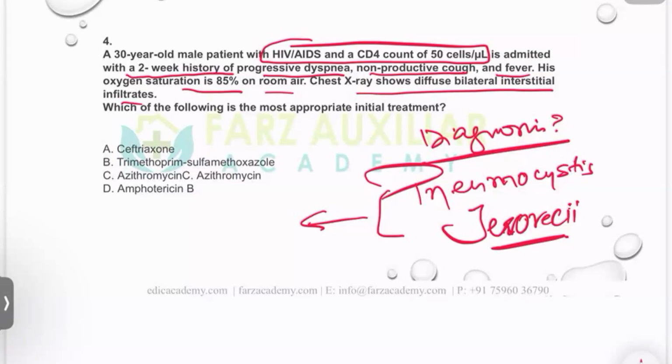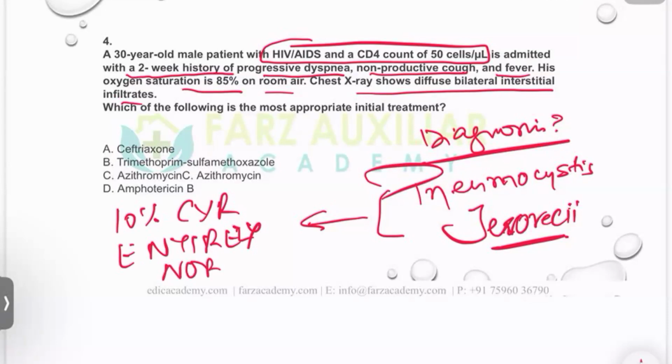So basically what happens is that this is a very twisted organism. Sometimes even X-ray doesn't show anything. Up to 10% of patients' chest X-ray will be entirely normal. I'm writing in capital letters. Why? Because don't feel that if the patient has a normal X-ray, they cannot have PCP. Now that means, how do you diagnose?